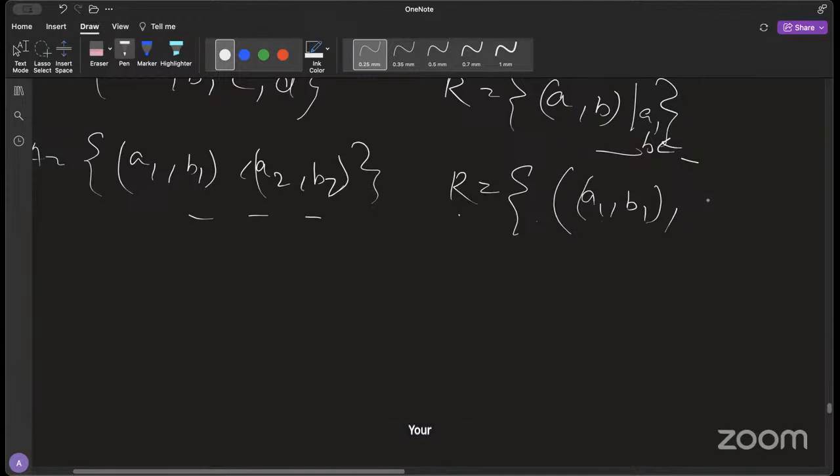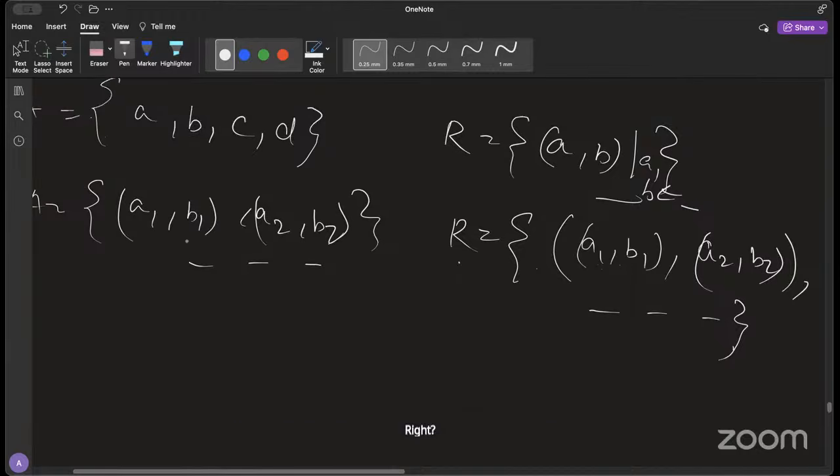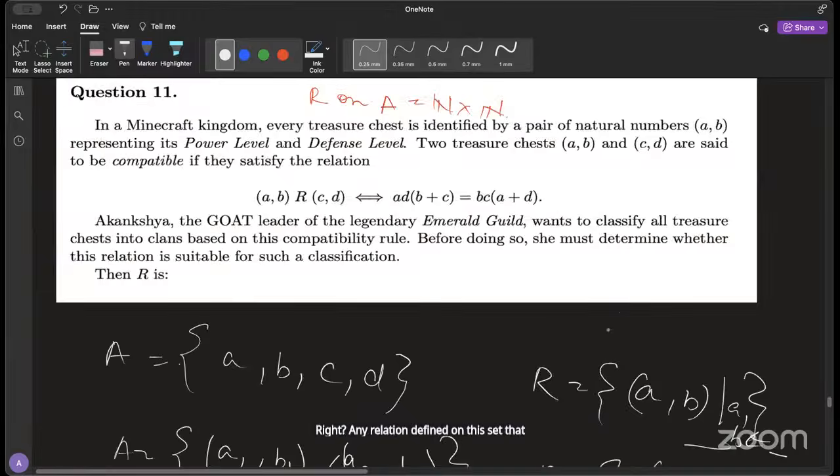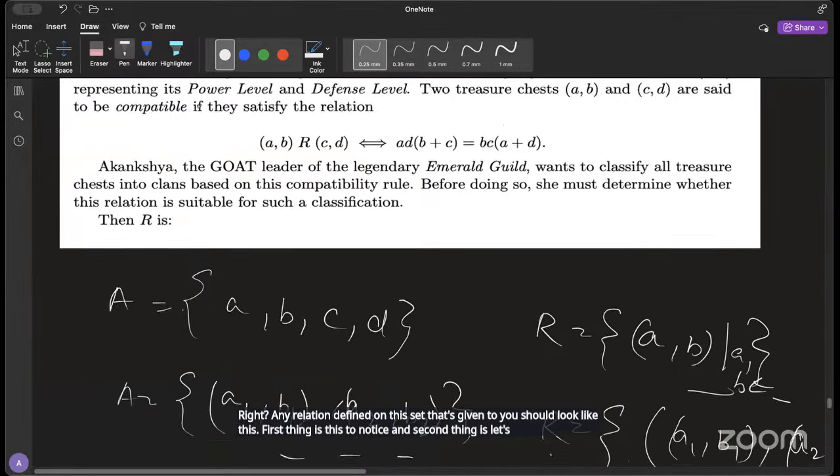If you have to define a relation on this set, let's say the A set is A1, B1, A2, B2, then your relation should look like this: A1, B1, A2, B2. This is what the elements in your relation would look like, and so on. Any relation defined on this set should look like this. First thing is this to notice. Then second thing is, let's see if this is reflexive or not.